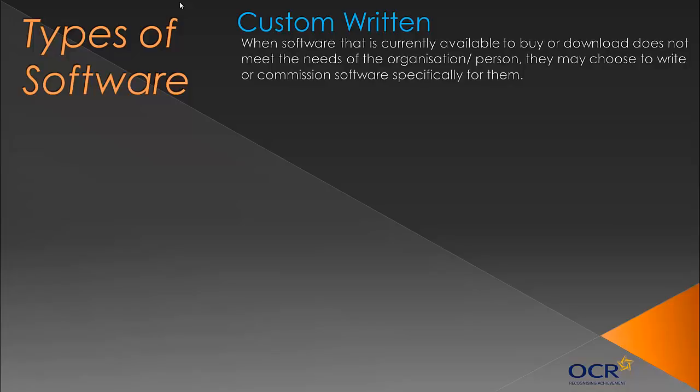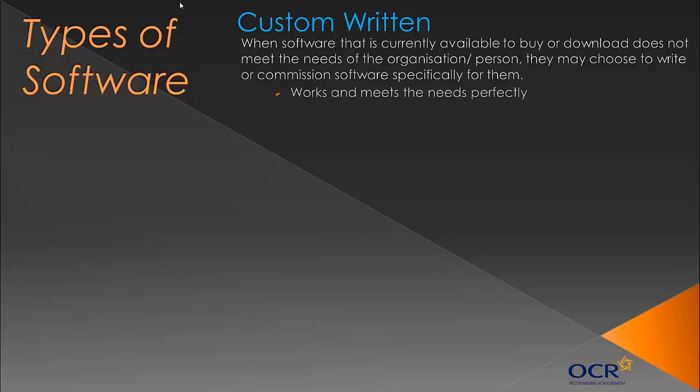So custom written software, as the name implies, is software that's... oh no, sorry. Basically, custom written software is software that is being designed specifically for you, because there's software out there that doesn't meet your needs. So if you want software to do a specific purpose, for example, opening your garage door, and software isn't currently out there to do it, you may either code it yourself or employ someone to code it for you.